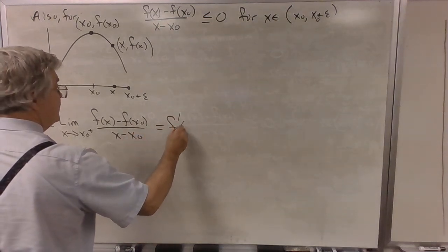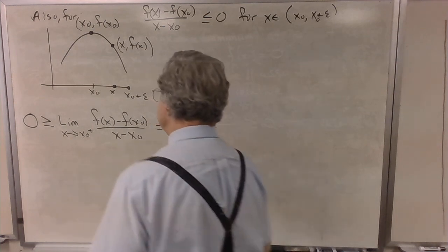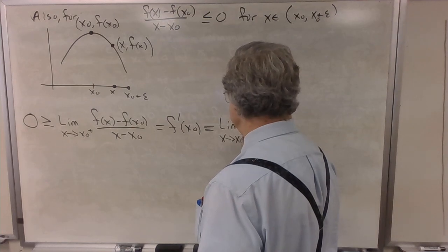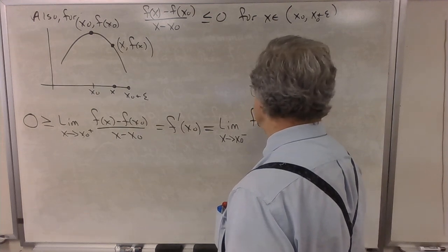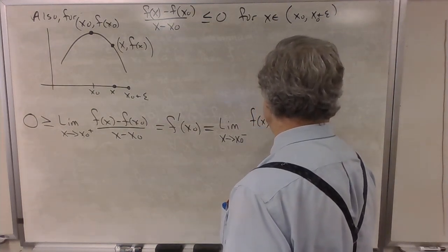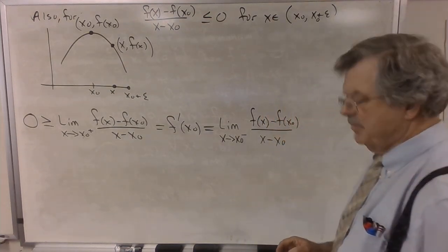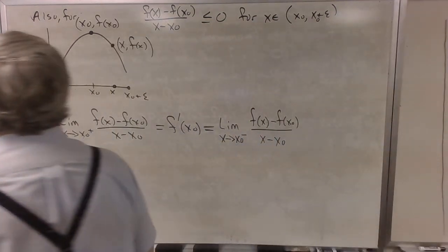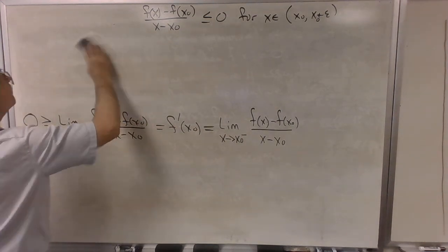And this is equal to f prime of x naught. And f prime of x naught is equal to the limit as x approaches x naught from the left of f of x minus f of x naught over x minus x naught. And I've sort of erased the evidence. I will put it back up here.